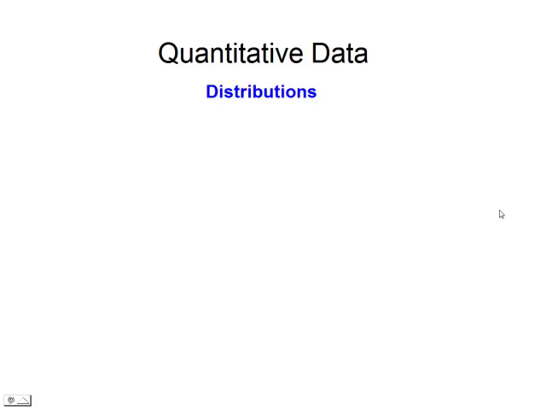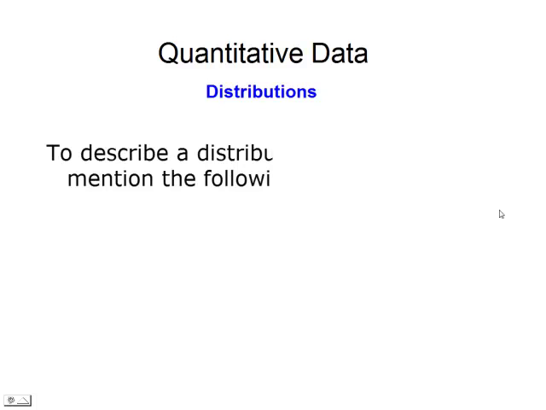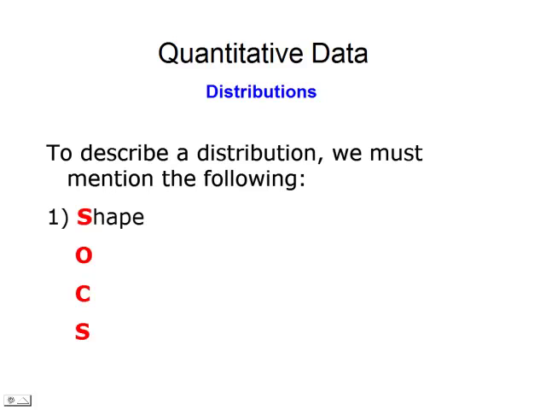Let's look at distributions of quantitative data. There are 4 things that we have to mention when we're dealing with distributions. And the acronym SOCS will help us. First one is shape. Second one is outliers. Next one is center. And the fourth one is spread.